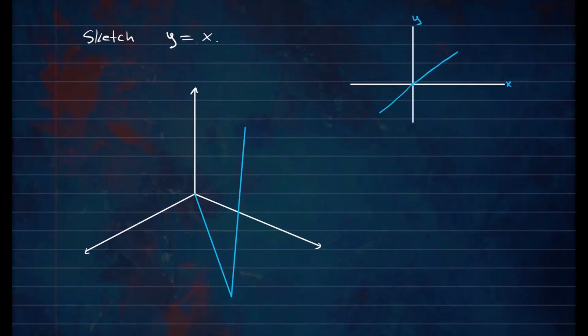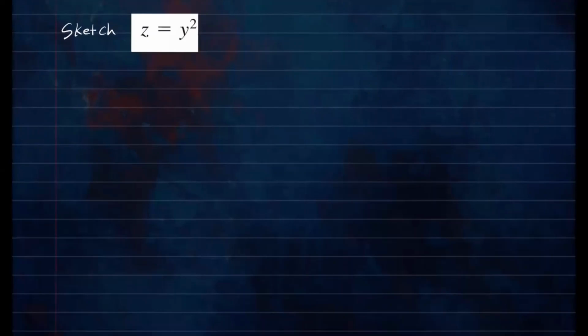So perhaps something like that, parallel to the z-axis. And you can extend it further this way as well and just make it parallel to the z-axis. So something like that. And then all of this, this is the plane y equals x. All right, so let's go ahead and sketch z equals y squared.